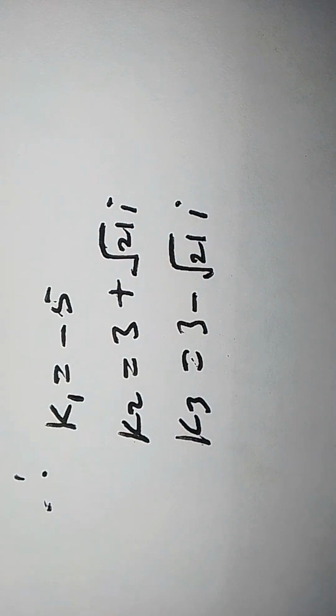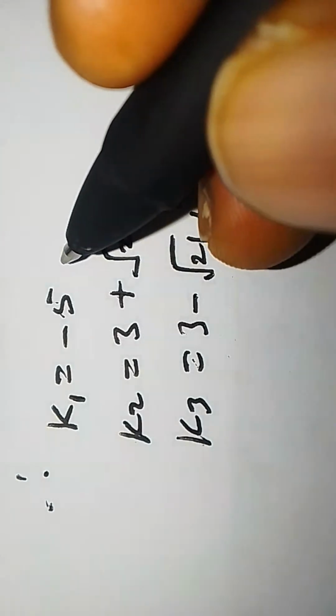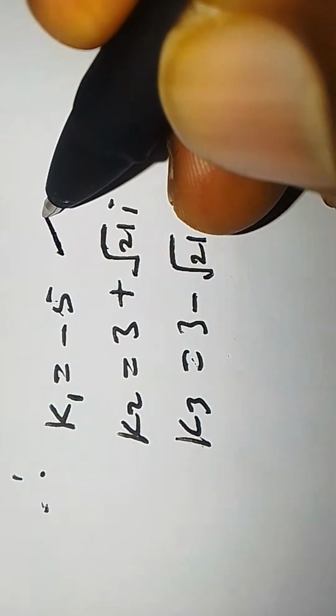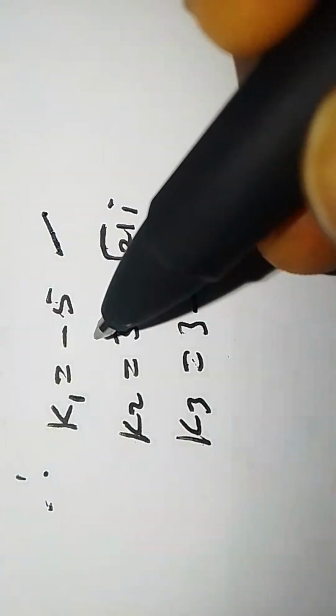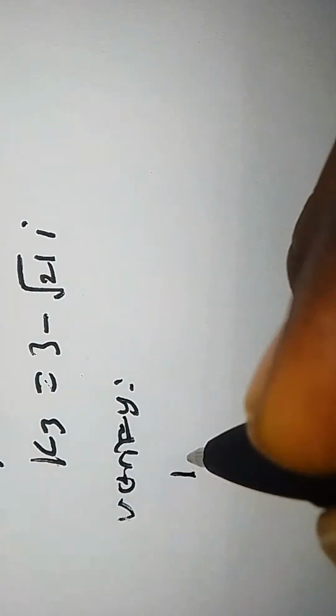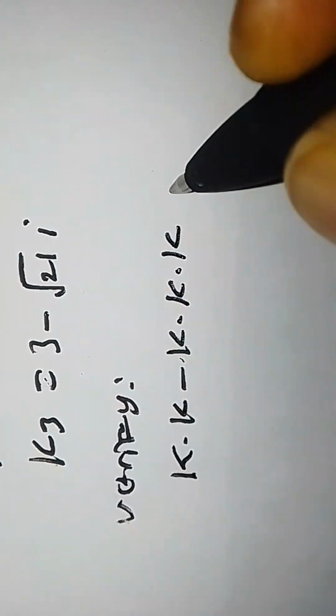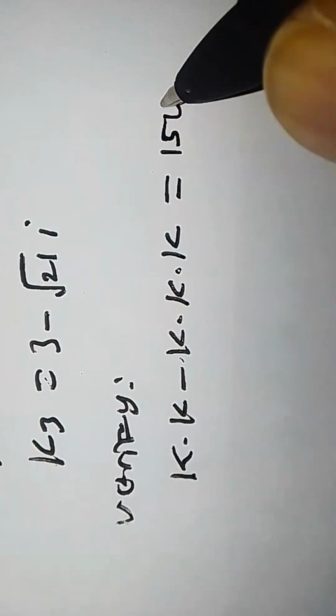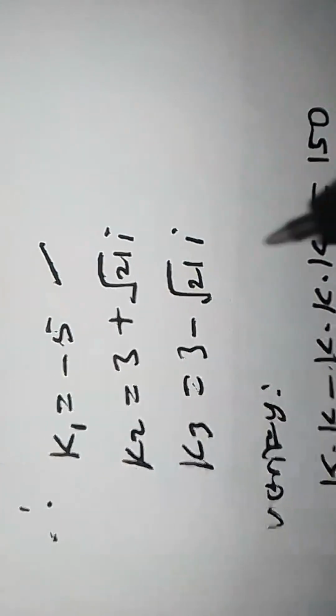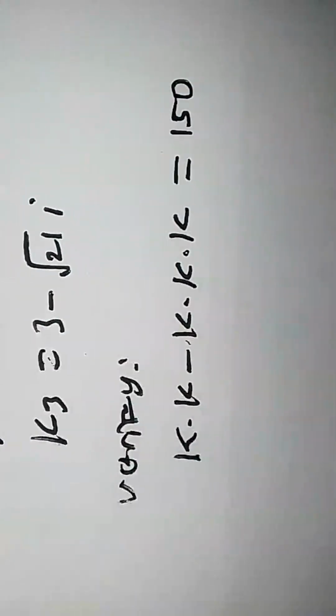We can actually verify the first solution. Let's verify this, which is k1 equal to minus 5, using the original equation. So, verify. The original equation is k times k minus k times k times k equal to 150. So, we have to verify the first solution, minus 5.